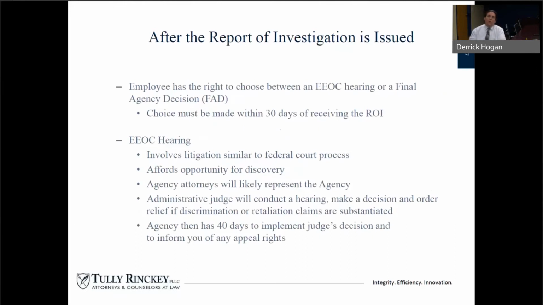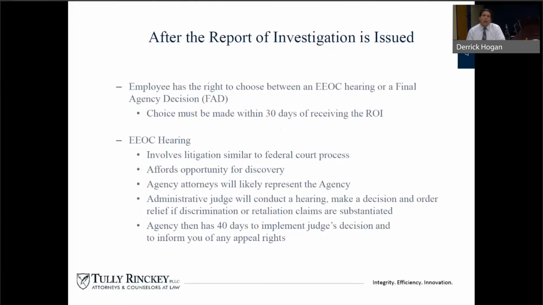Okay, so now you have your report of investigation. What do you do with it? This is important because, once again, here's another very strict deadline. Once you receive a report of investigation, or if you're represented by counsel, once your counsel receives the report of investigation, you have 30 days from receipt to make an election.